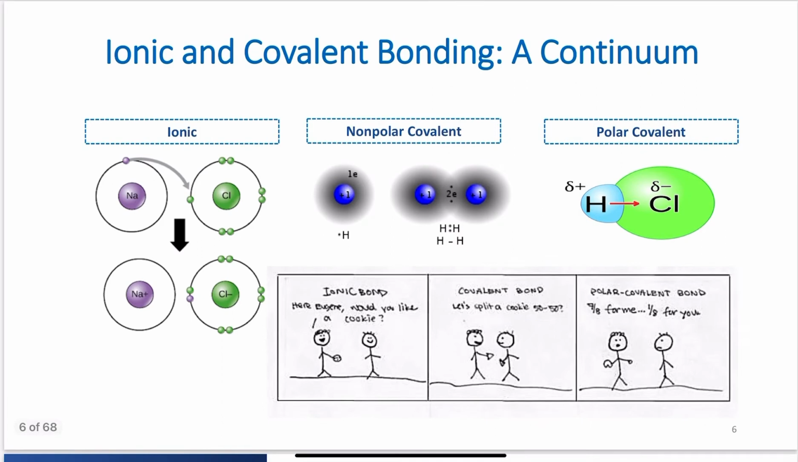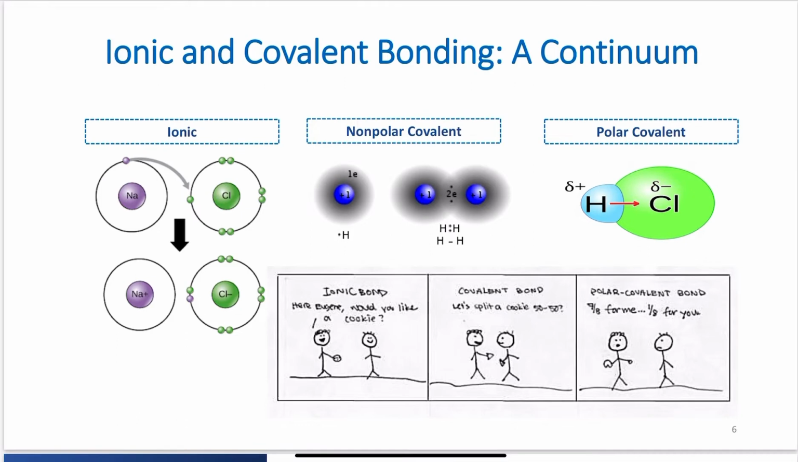Okay, ionic and covalent bonding, a continuum. Please note that if you are using the student notes, I don't know why, but somehow I put nonpolar here and polar here, and they're switched in the student notes, so please write them in the right spot. I didn't realize that until after I was teaching. And so in my current student notes, they're backwards. And I just want you to make sure you're writing them in the right spot.